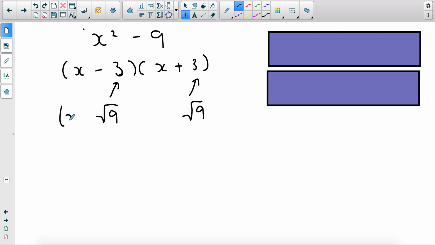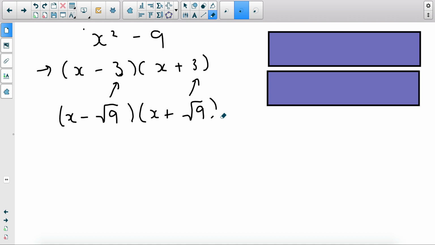So I can also write this as (x minus 9)(x plus 9). But then it seems stupid to just write square root of 9, because we know that the square root of 9 is 3. That's why we just stick to this expression. Now, why is this useful?